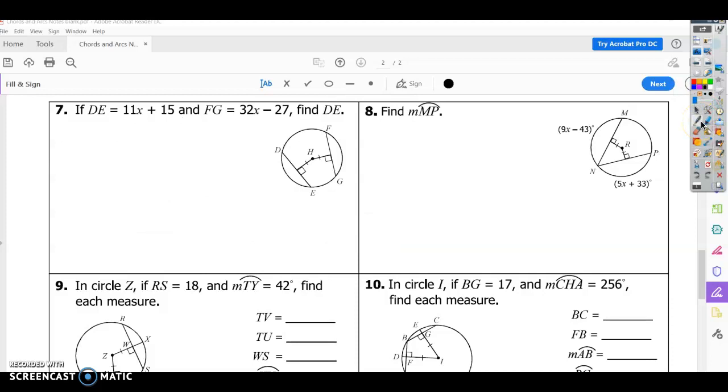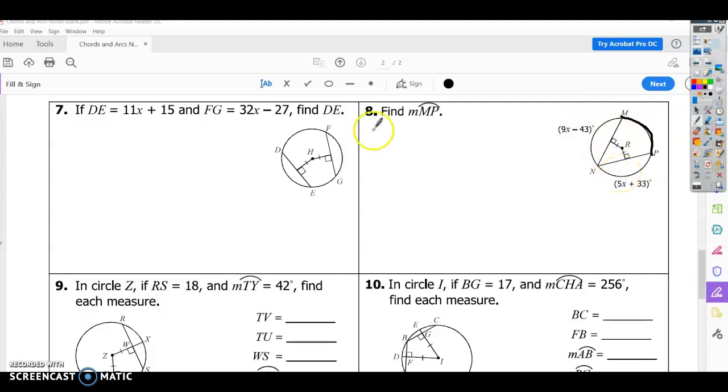All right, I'm going to clear the screen so that you can focus on just what we're looking at. So this one says find arc MP. All right, so MP is here. So we can't do anything with that yet. What we can do is say that these two arcs are congruent because these segments are perpendicular to the chords, which makes these congruent. And these are congruent to each other.